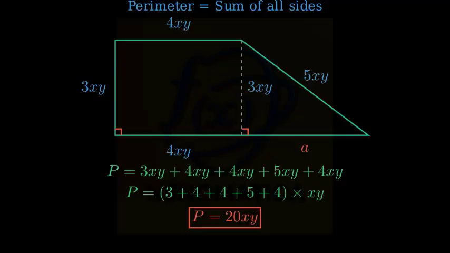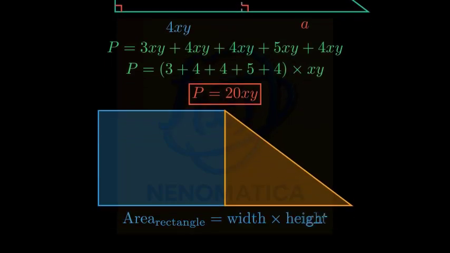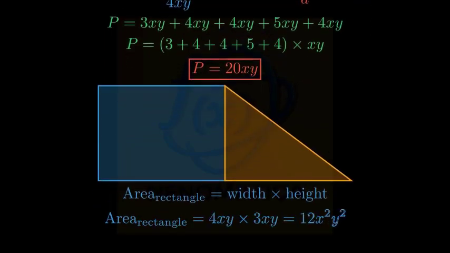Finally, let's calculate the area of the entire shape. We can split our shape into 2 parts, a rectangle and a right triangle. For the rectangle, width is 4xy, height is 3xy. So the area of the rectangle is 4xy times 3xy, which equals 12x squared y squared.